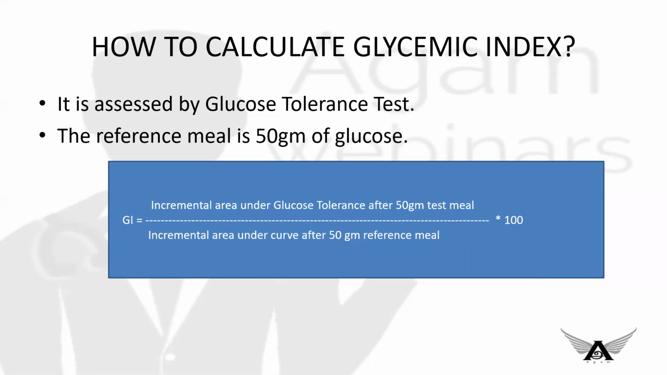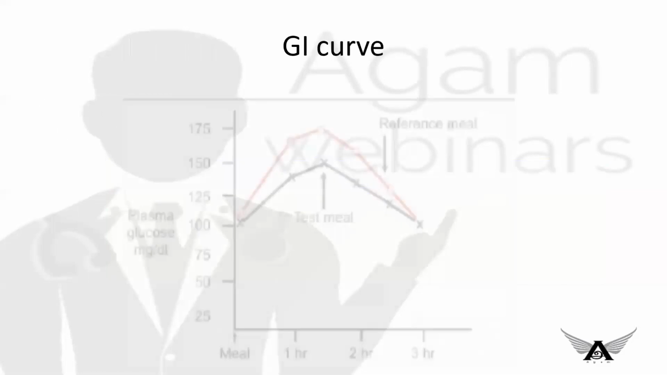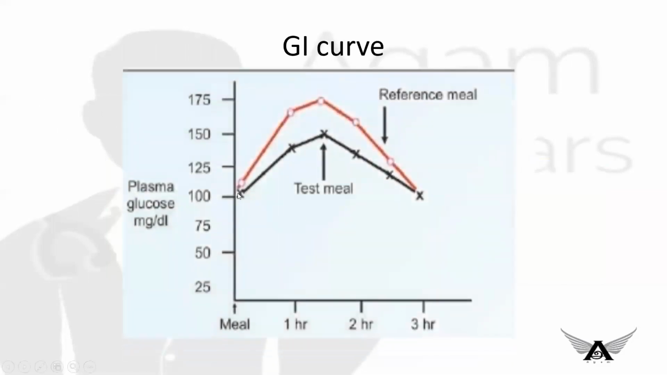So what we are going to do here is, in glucose tolerance test, generally after overnight fasting we'll take a blood sample, that is the fasting blood sample, and after eating, after 1 hour, 1.5 hours and 2 hours, we'll take blood samples, that is the postprandial blood glucose level. We have some values, we'll test it for both reference meal and test meal on respective days, and we'll plot it in the form of a graph. When we plot it, we'll get a curve.